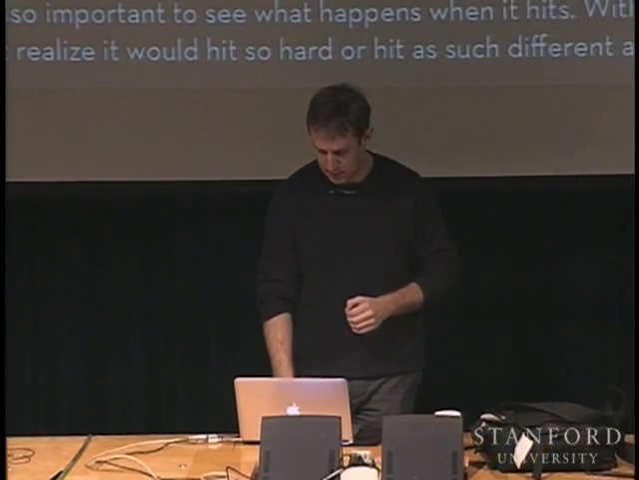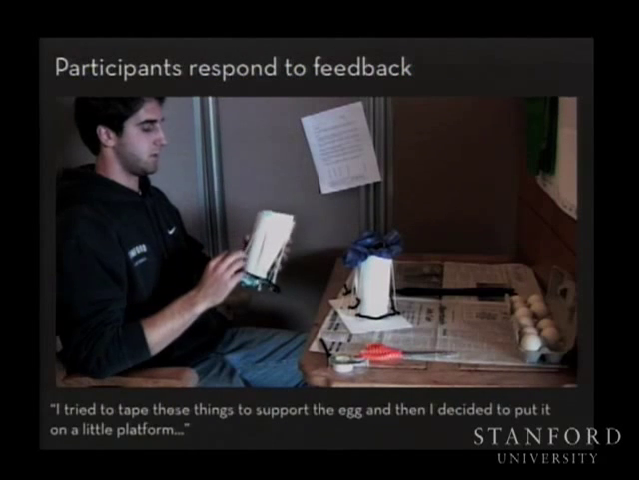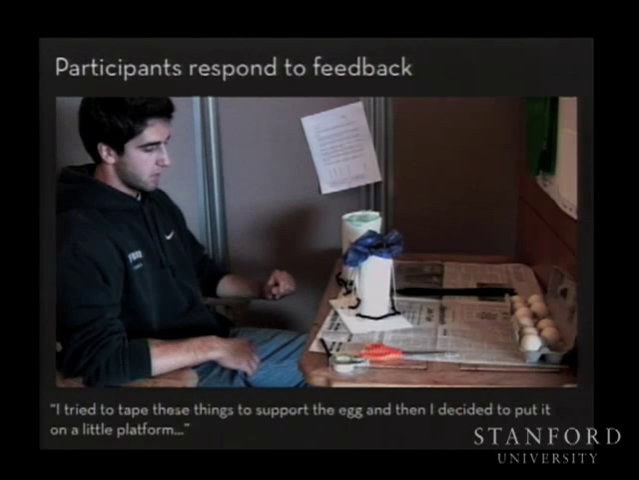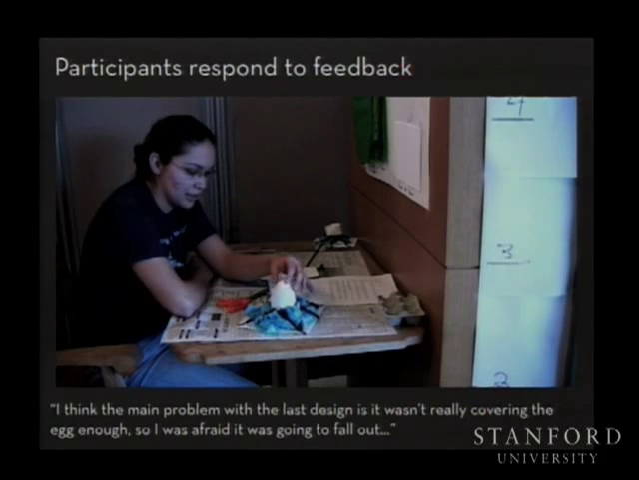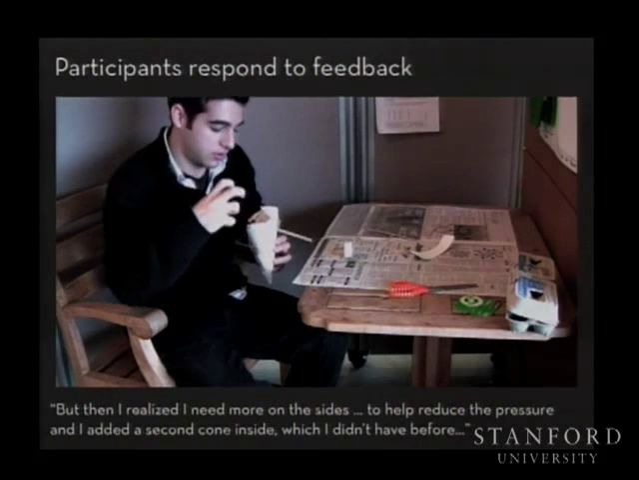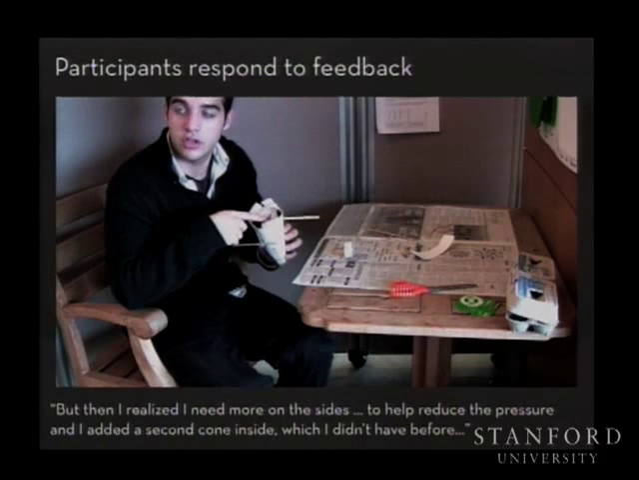Other people formed more nuanced understandings of why the egg broke and what they could do to fix it. And so here people are responding to the feedback that they got. "Try to tape these things and to support the egg, and then I decided to put it on the whole platform. I think the main problem with the last design is that it also wasn't covering the egg enough, so I was afraid it was going to fall out. But I realized I need more on the sides as well to help reduce the pressure, and I added a second cone inside, which I didn't have before."